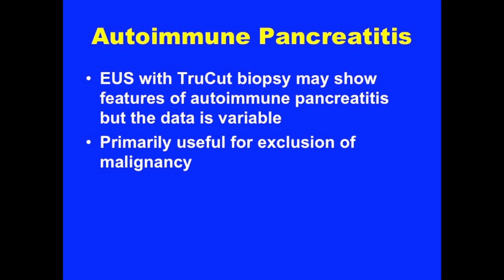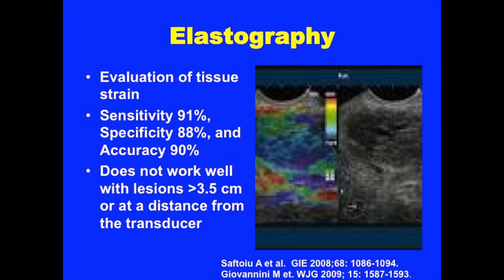But the newer needles do not give you the amount of tissue that we saw with the TrueCut biopsy needle. So the data became more variable on whether or not you could actually make a tissue diagnosis of autoimmune pancreatitis. And I would say to you that it's primarily useful to have FNA for exclusion of malignancy.